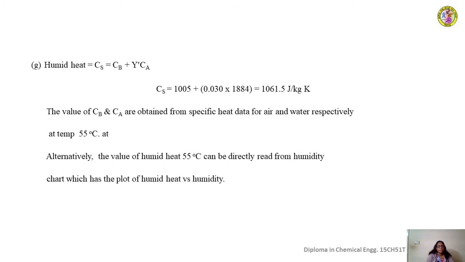So Cs is equal to the Cp value at 55 degrees centigrade for air, which is 1005, plus the Y dash value 0.030 into the specific heat of water at 55 degrees centigrade, which is 1884. Substitute all the values and calculate. Then you'll get a value of 1061.5 joules per kg Kelvin.